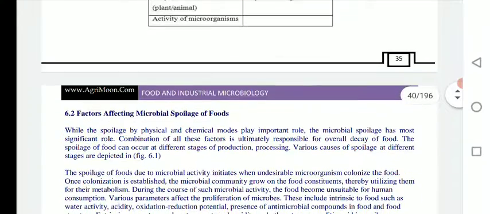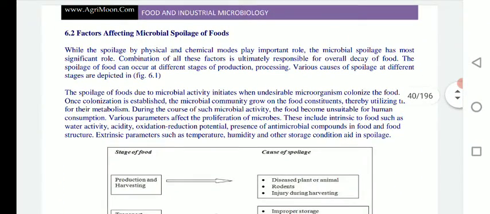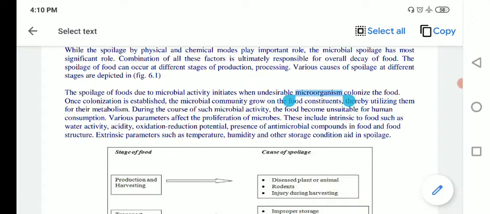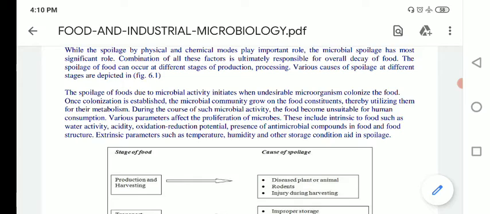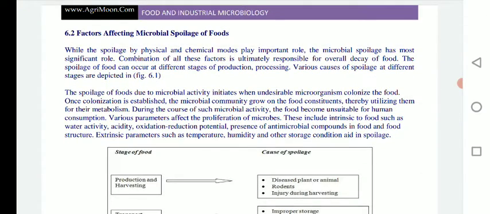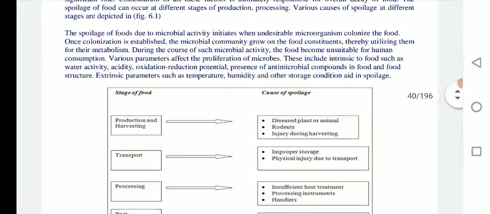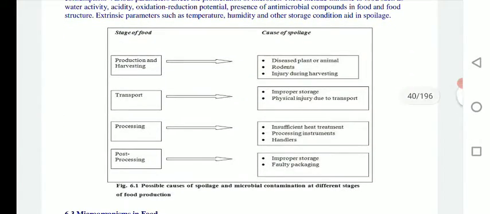Now, factors affecting microbial spoilage of food. While spoilage by physical or chemical modes plays an important role, microbial spoilage has the most significant role. A combination of all these factors is ultimately responsible for the overall decay of food. The spoilage of food can occur at different stages of production and processing, and various causes of spoilage at different stages are depicted here in figure 6.1.